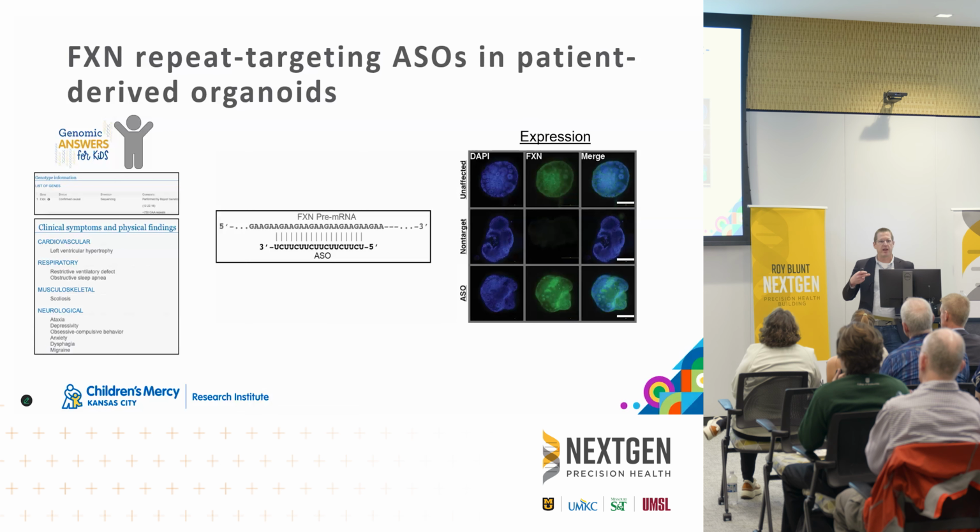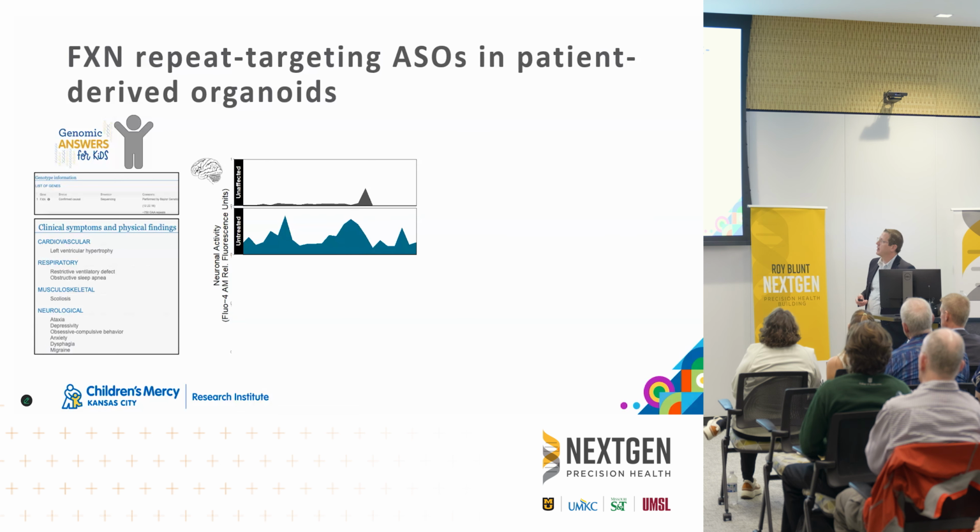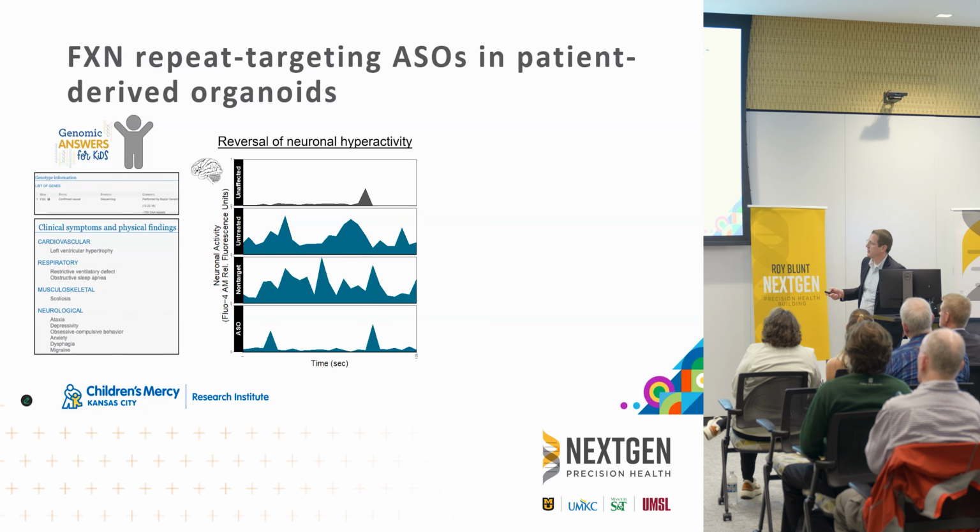But when we treat with the ASOs that have been shown to work previously, we see super robust restoration of frataxin expression. We also have these advanced cellular models where now we can profile neuronal activity. It turns out there's increased neuronal activity in these patient-derived brain organoids. But here's a control, and then here's the repeat-targeted ASO. We see a resolution of that neuronal hyperactivity, right?